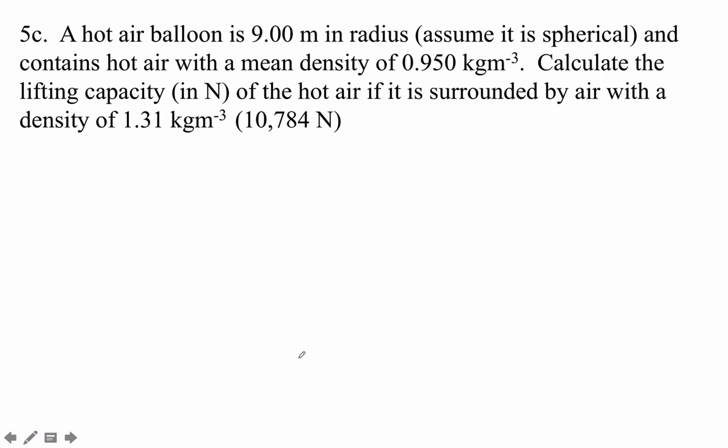A hot air balloon is 9 meters in radius. Assume it's spherical, and it contains hot air with a mean density of 0.95 kilograms per cubic meter. Calculate the lifting capacity in newtons of the hot air, just the hot air, if it is surrounded by air with a density of 1.31 kilograms per cubic meter.